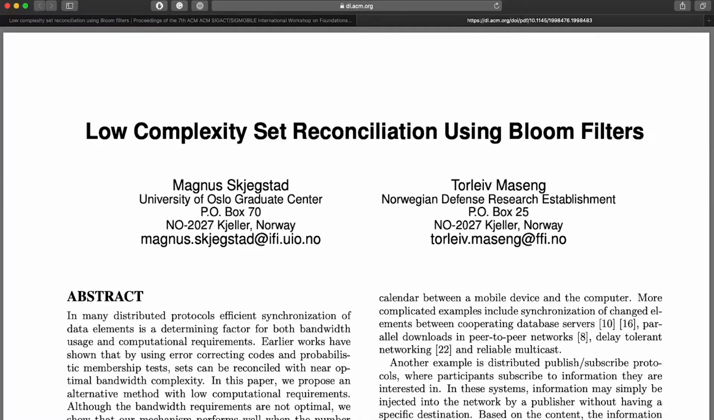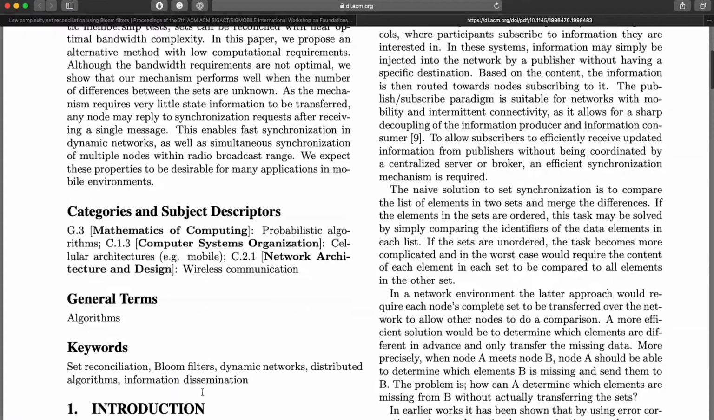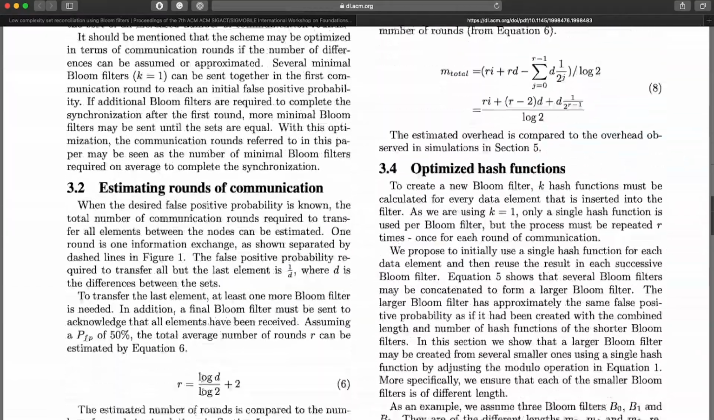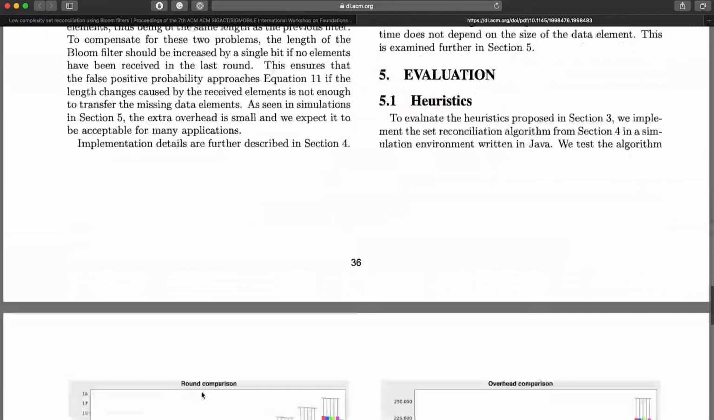It's called Low Complexity Set Reconciliation Using Bloom Filters, and it was published in 2011 at a workshop on the foundations of mobile computing. So this paper is on the topic of set reconciliation. This is the problem of how to compute the union between two sets over a network. At the high level, this paper proposes using Bloom filters for this set reconciliation. And the way that they do this is by sending small Bloom filters back and forth to enable the two sets to converge towards the union of the two sets.